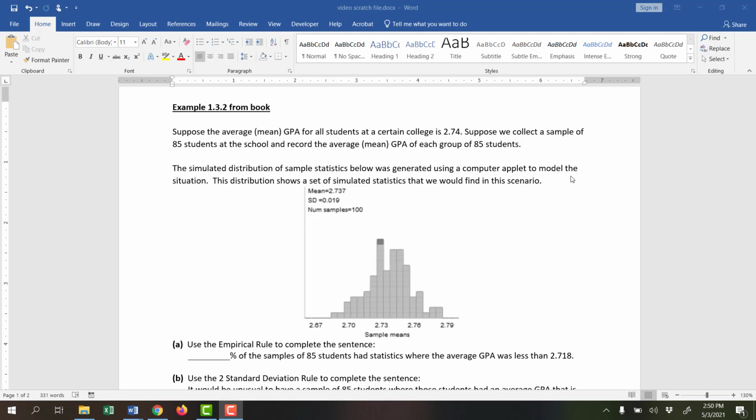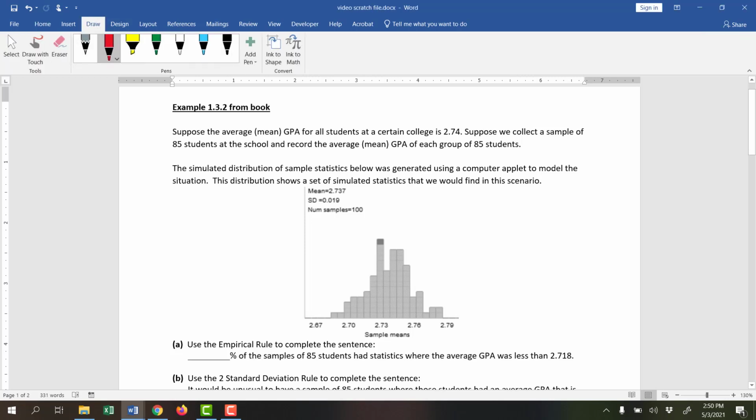So in this problem, we suppose that the average, the mean GPA for all students at a certain college is 2.74. Note that this is telling us that the population mean is 2.74. It is mu equals 2.74. I know that because they said it is the GPA for all students. That's the entire population of students.